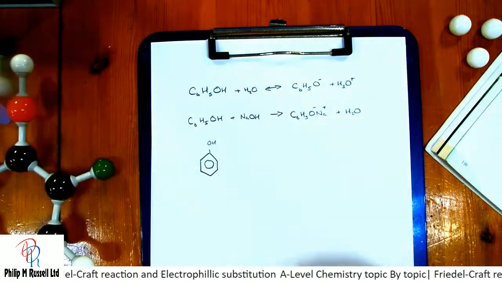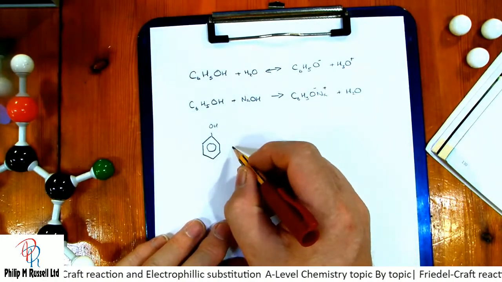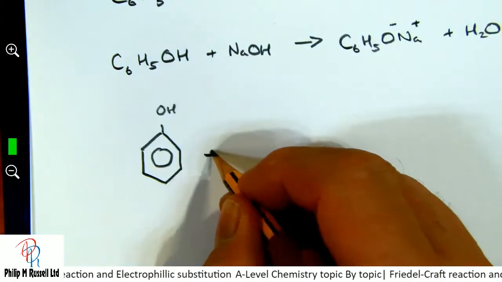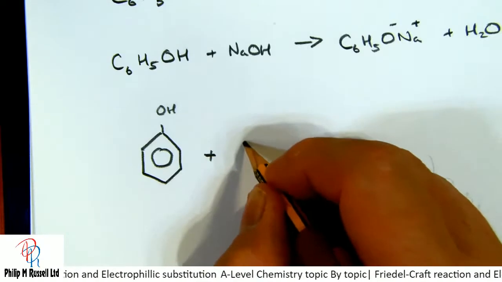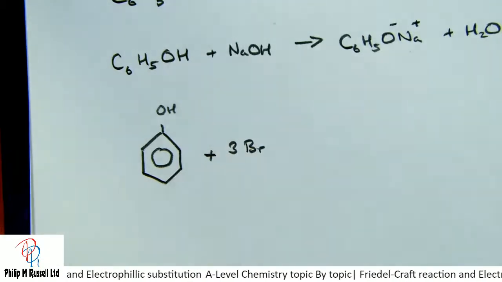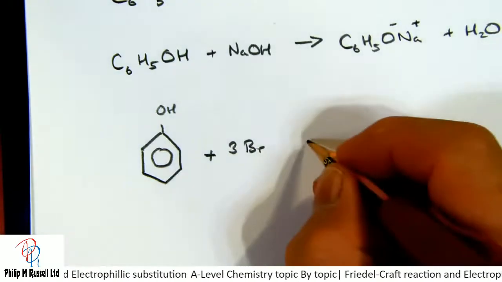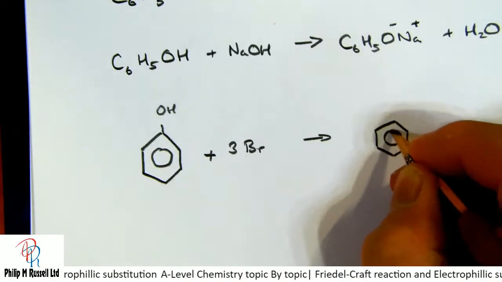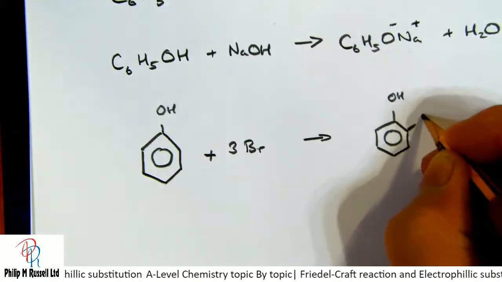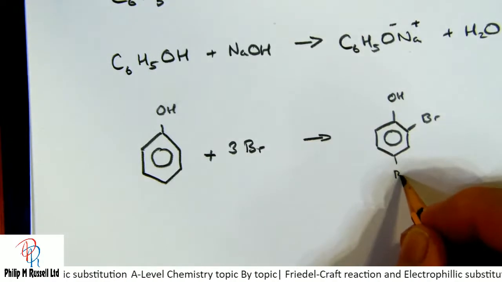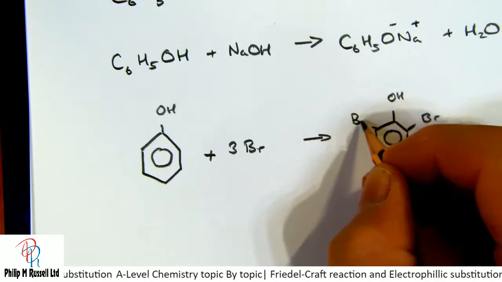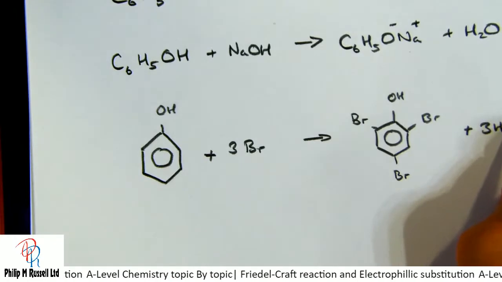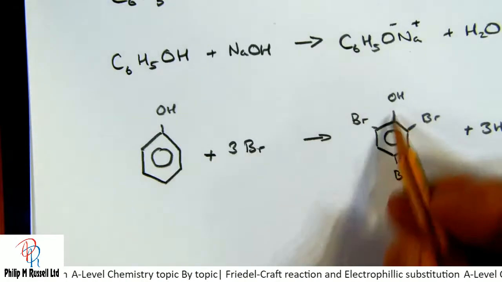So if we look at that reaction of phenol, and we can add to this some bromine, and probably about 3 of those, that's going to give rise to 2,4,6-tribromophenol.